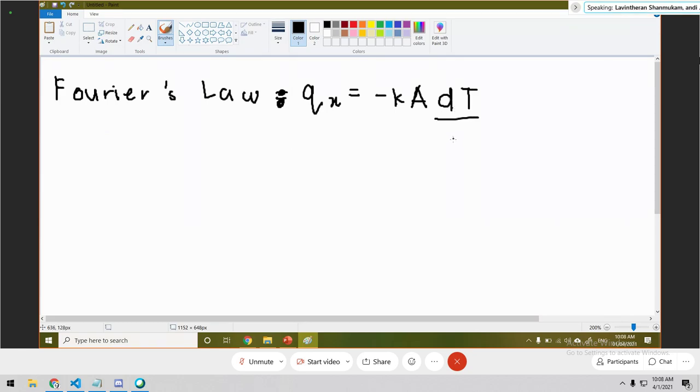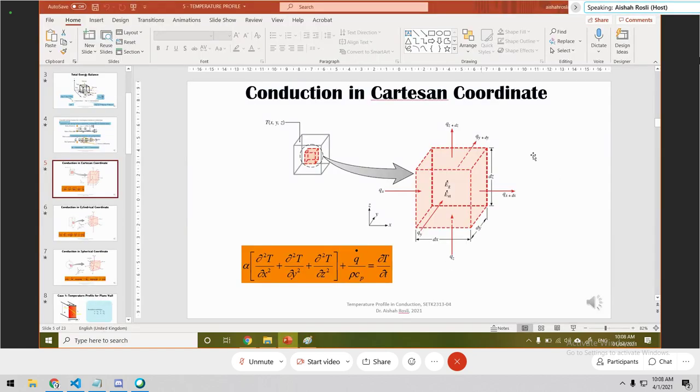Okay, so this is Fourier's law, if we are talking about the x direction. But as we can see from this slide, if you are only considering the x direction, which is this direction, only one direction. So in the previous lectures, we have also considered only one direction. It is one dimensional, so we are not seeing it in 3D.